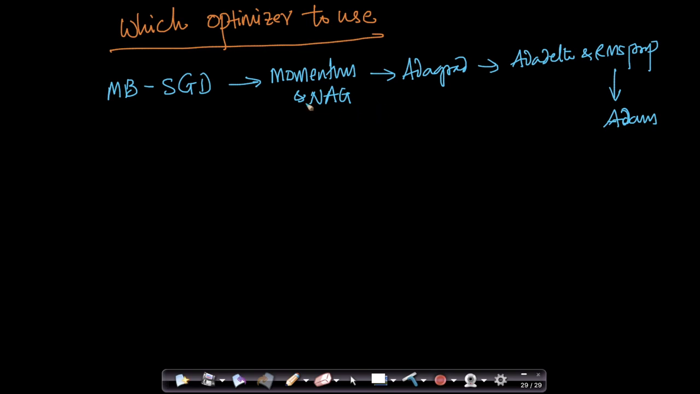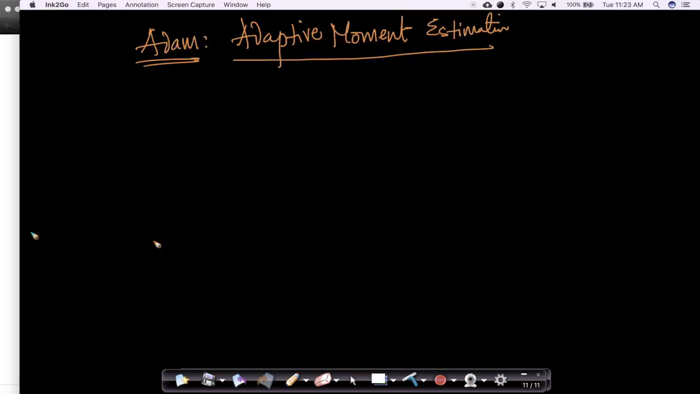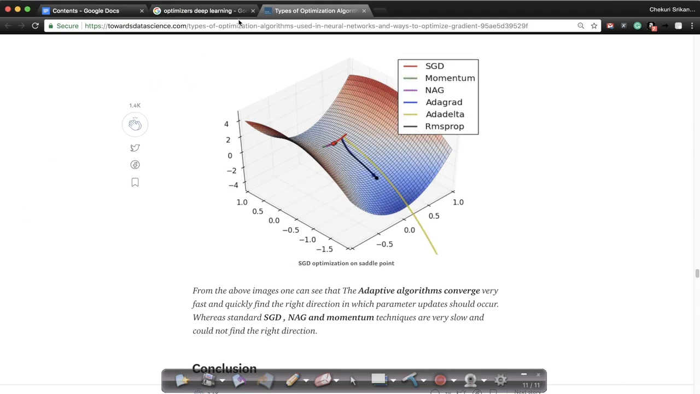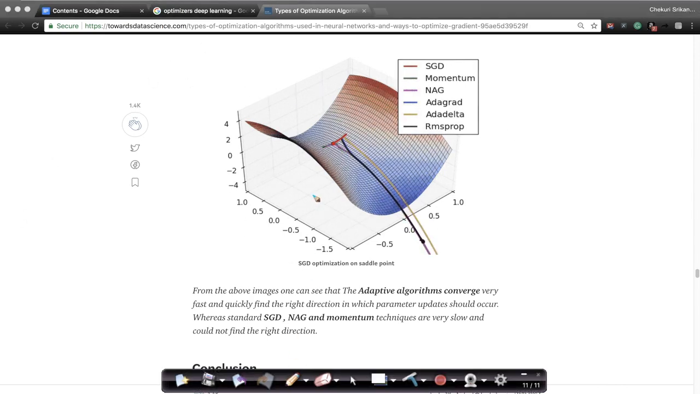The core idea here, let me show you a very nice visualization that I'll provide a reference link to in the description section of this video. If you go to this page and scroll down a little, you can find this in a lot of places. So imagine that I'm at a saddle point. This is like the saddle point. It compares various algorithms: SGD with momentum, NAG, AdaGrad, AdaDelta, and RMSProp. Except Adam, all the major algorithms are here in this visualization.